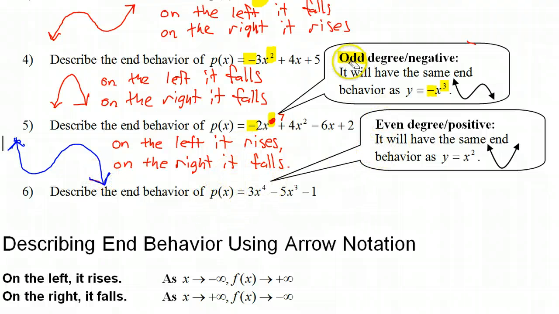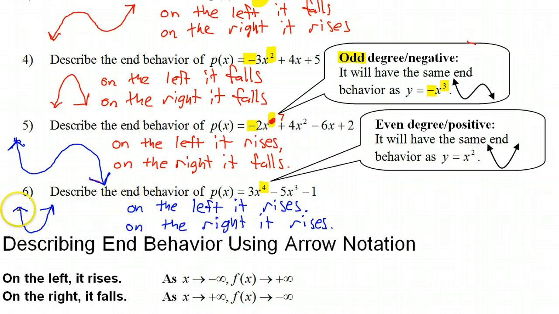Well, just like all odd degree functions are going to behave like the N, all even degree functions are going to behave like parabolas when we talk about end behavior. So because this is even, the end behavior will be like a parabola. Because it is positive, the end behavior will be like an upward facing parabola. Okay? So, on the left it rises, and on the right it rises.